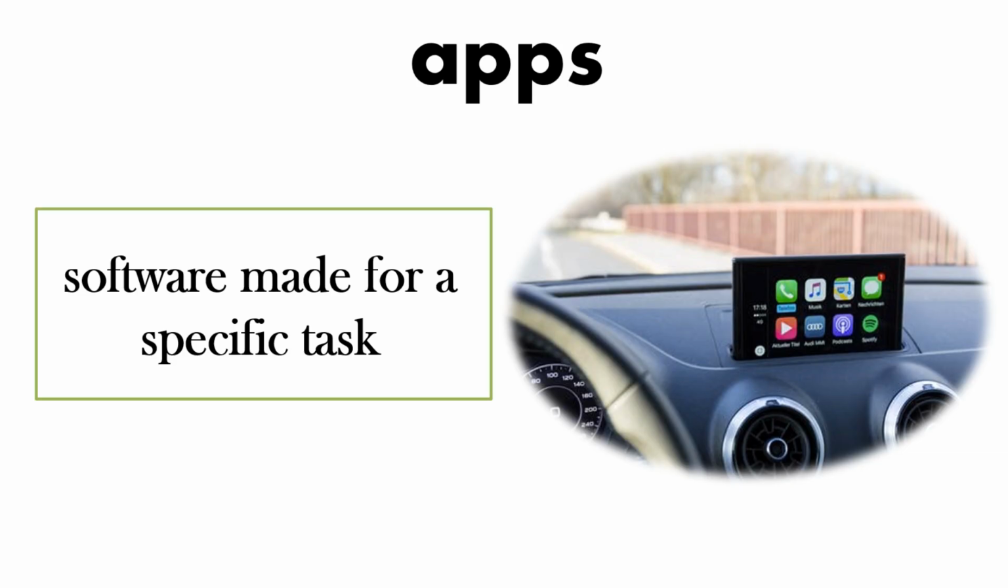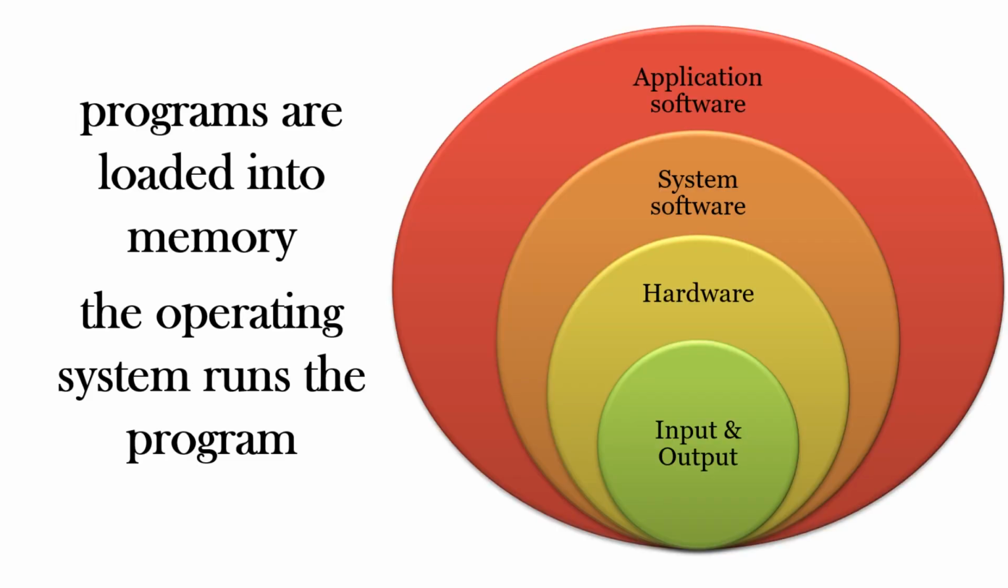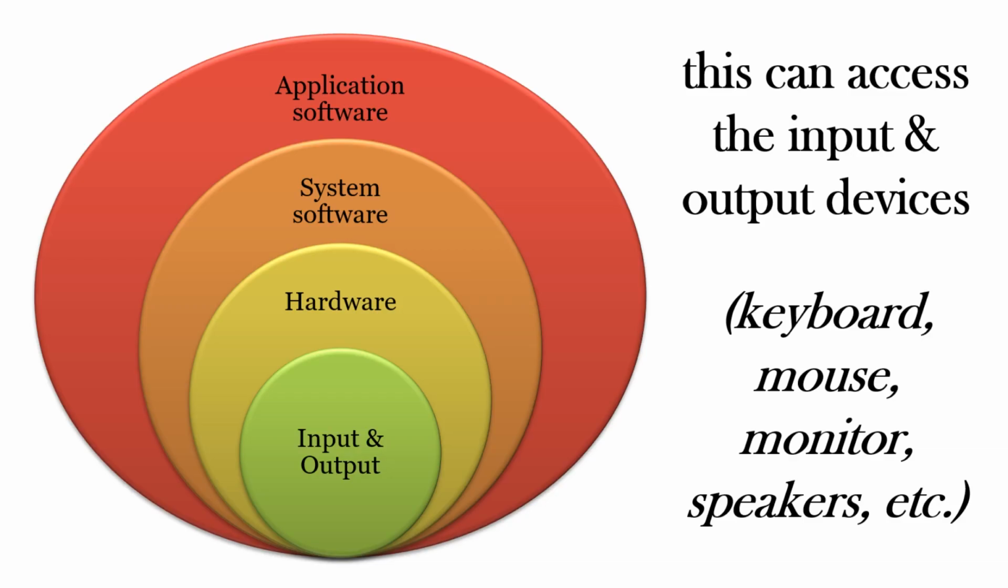Let's have a look at application software. Software that's made for a specific task to do something on a computer. So we have our application software. Now that's run by loading into memory, and then the system software, like the operating system, then runs a program. And we can use the hardware with the input and output devices to see what the task is, if you like. So we might use a keyboard and a mouse for input. We might use things like your monitor and your speakers for output.